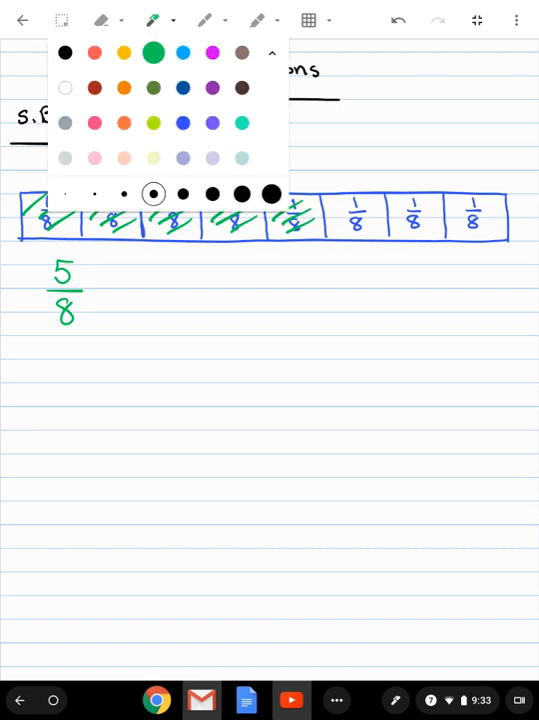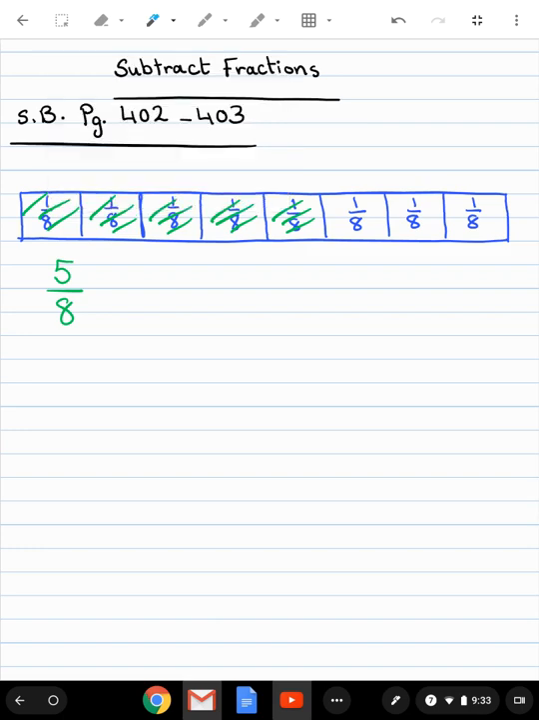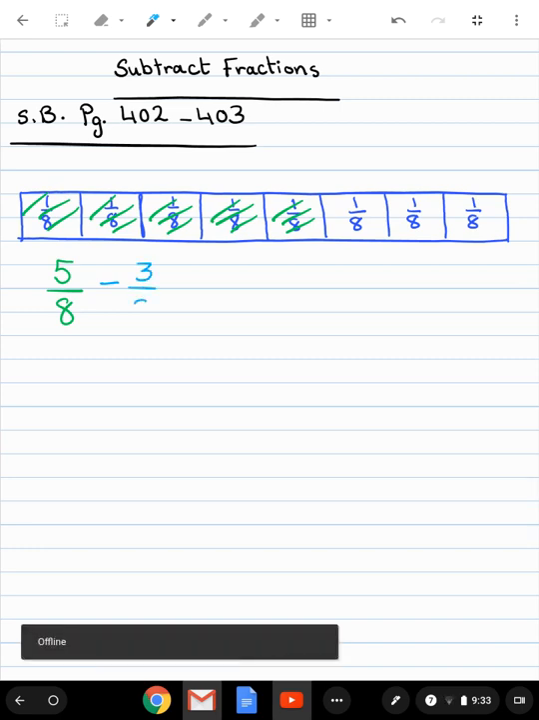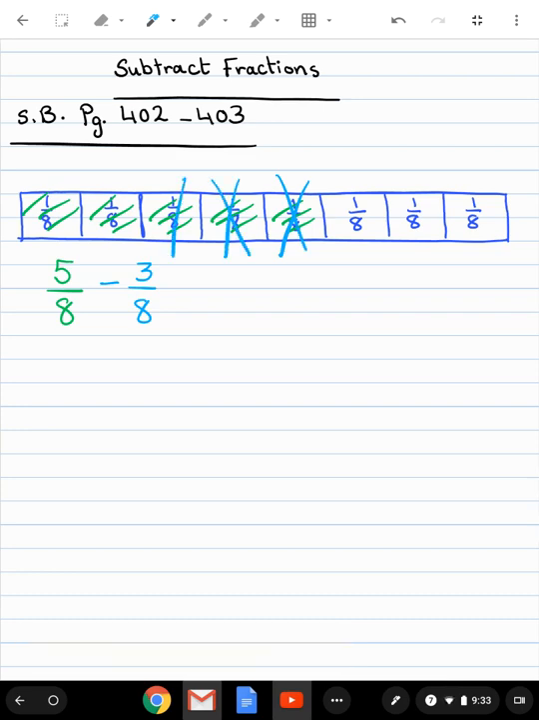Then I want to subtract 3 parts out of 8 from the 5 parts. How will we do it? I will cross out 3 of the shaded parts we have. What will be the left shaded parts? Here we have 2 parts out of 8.